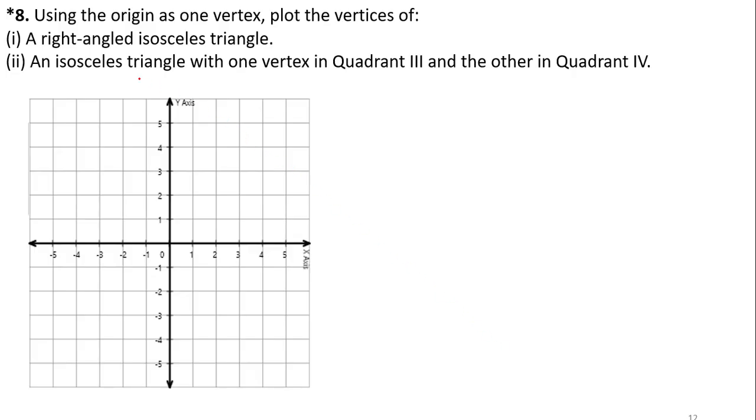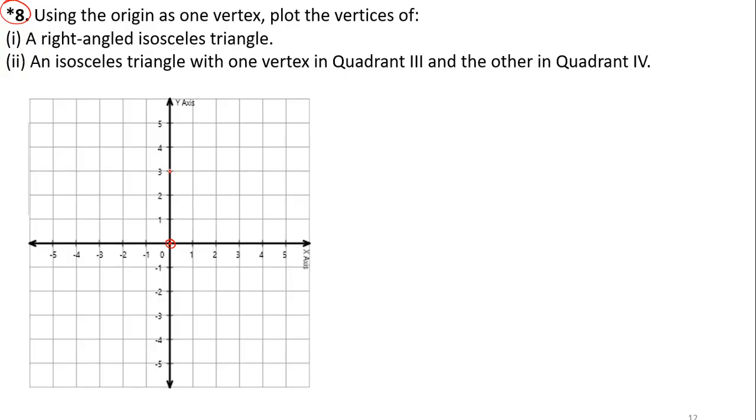So now here we will be seeing question number 8. Using the origin as one vertex, plot the vertices of a right angled isosceles triangle. So vertex means the corner point. We have to take one vertex as the origin, is what they have told in the question, and plot a right angled isosceles triangle. So any coordinates we can take.